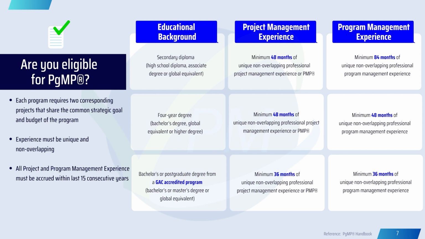If your education background is a high school diploma or associate degree, or global equivalent, why is PMI mentioning a 4-year degree here for the lesser requirement? Actually, some of the courses with 3 years as well can qualify for eligibility for PgMP and PfMP. So the main difference here is, of course, 48 months versus 48 months, whether you are a 4-year degree holder or not.